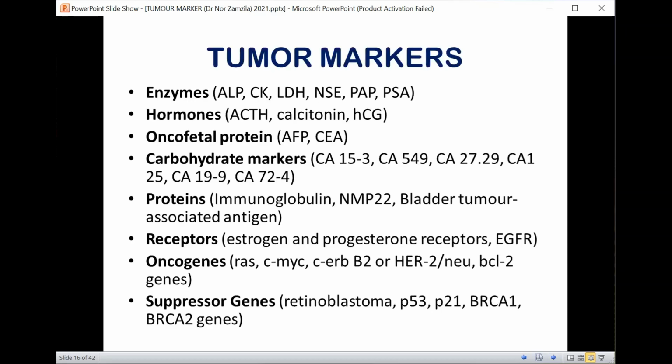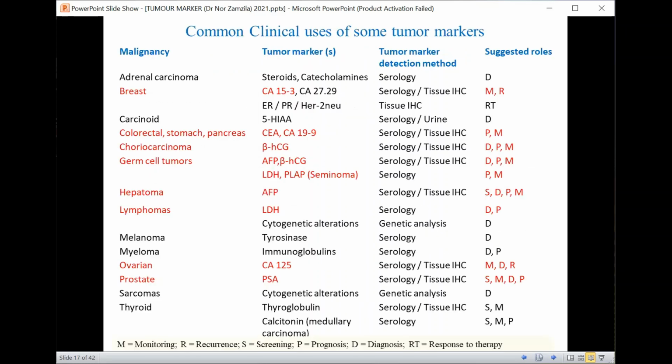So these are examples of the common tumor markers. But what I'm going to discuss today is just some tumor markers that we offer here in IUM. This is the common clinical uses of some tumor markers, and if you can see, the red ones are the tumor markers that we mostly offer in our hospital.